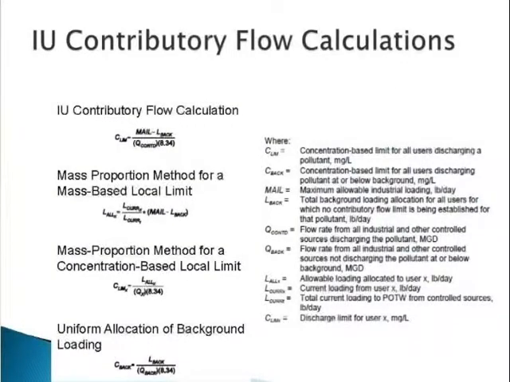And here are just formulas for calculating limits based on those allocation methods. So in a local limit submission submitted to you, they should spell out how they're going to allocate. And obviously, if they're not going to use a uniform concentration base, they should say, oh, we're going to use IU contributory flow. And in that document they submit to you, they should include all the flow data from their IUs. And you have to be able to reproduce the numbers that they are proposing.